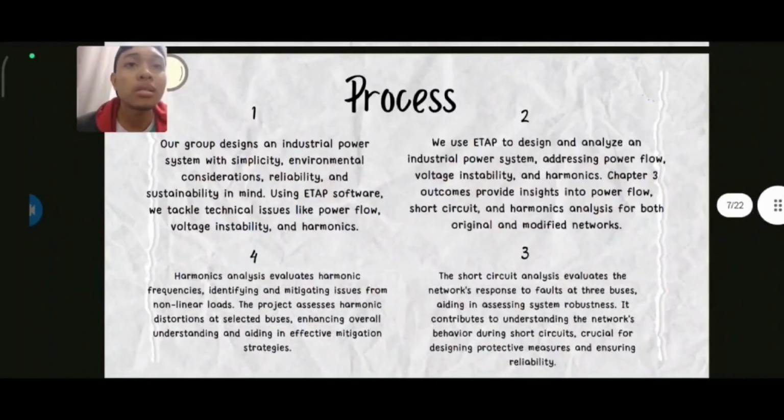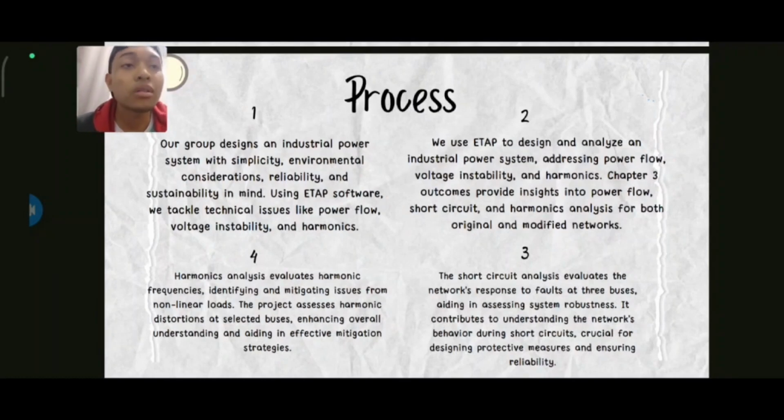For the process, the first step is that our group designs an industrial power system with simplicity and sustainability in mind using ETAP software. We tackle technical issues like power flow, voltage instability, and harmonics. The next process is we use ETAP to design and analyze industrial power systems, addressing power flow, voltage instability, and harmonics. In chapter 3, the outcomes provide insight into the power flow, short circuit, and harmonic analysis for both original and modified networks.